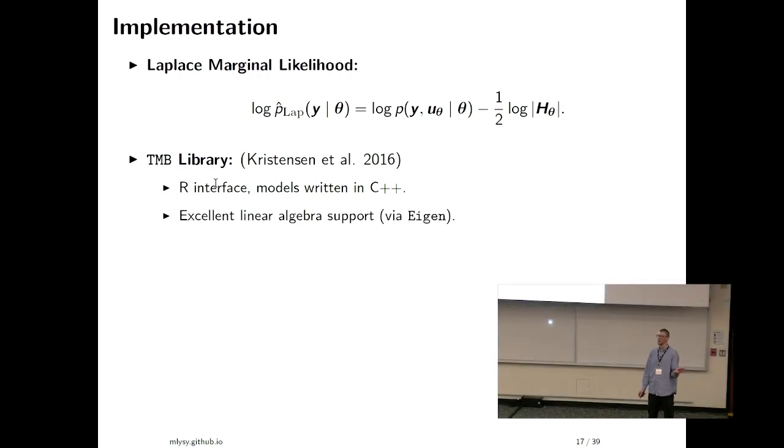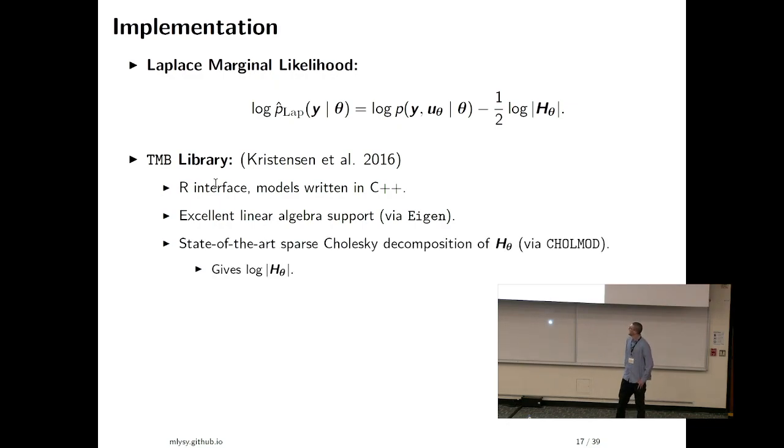The linear algebra in it is outstanding. It's using the Eigen library, if that means anything to you. This is one of the best, most efficient C++ linear algebra libraries. Does sparsity and so on. Then what they did is they combined this with something called CHOLMOD, which is a state-of-the-art sparse Cholesky solver. So they managed to hook this thing in with what was already going on.